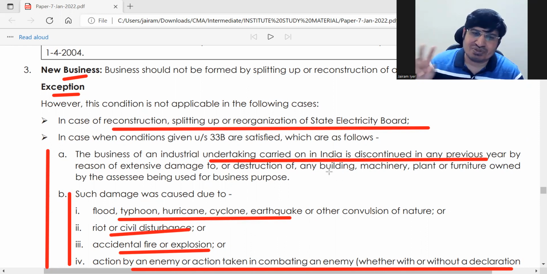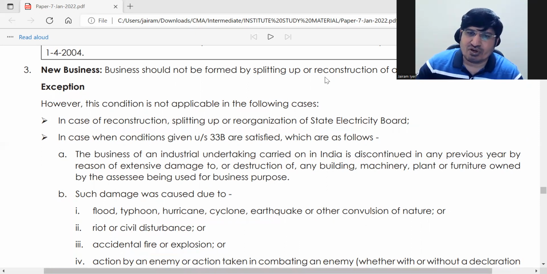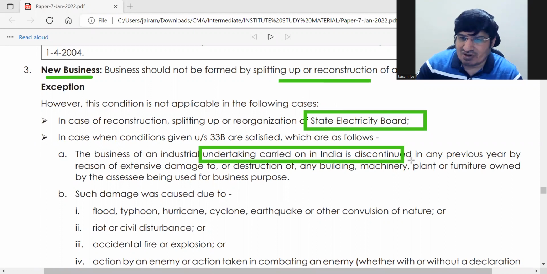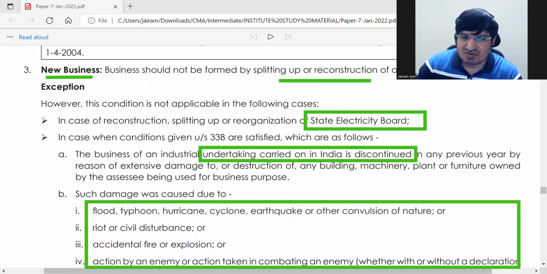There are two exceptions for this new business. For the new business we have got two exceptions. One is what? State electricity board. It can form by splitting up or reconstruction, no problem. And secondly, if the undertaking was discontinued because of these four calamities, then it is allowed. Two things are allowed. That's all.